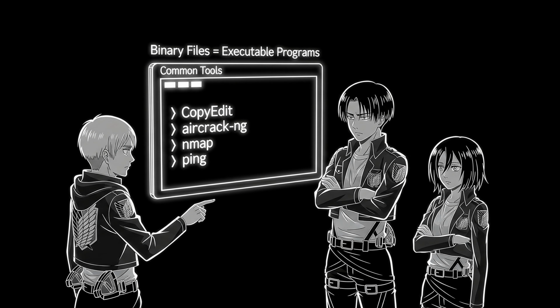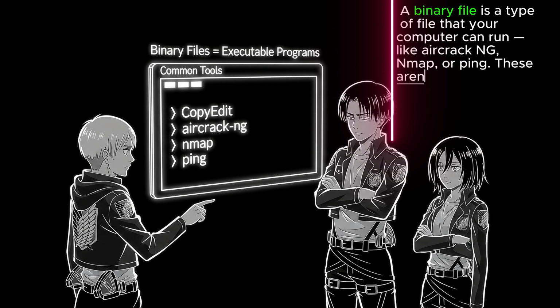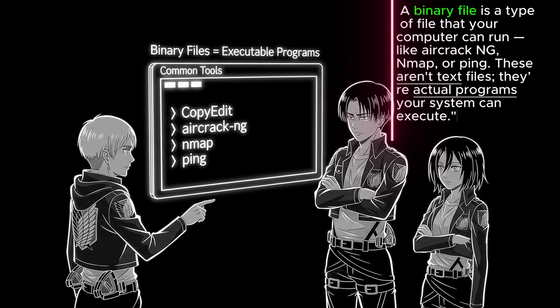We already went over binary files, we talked about them in part 1, but I'll give you a quick recap. This is just a short review. It'll help you remember the content if you've forgotten it. A binary file is a type of file that your computer can run, like aircrackng, nmap, or ping. These aren't text files, they're actual programs your system can execute.